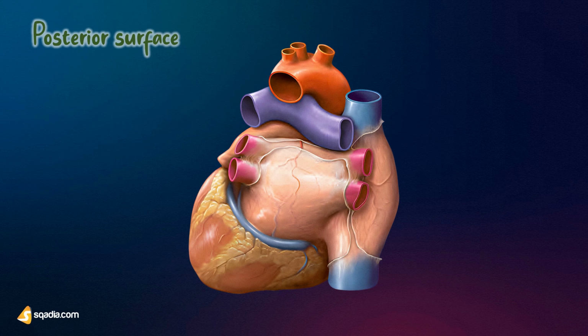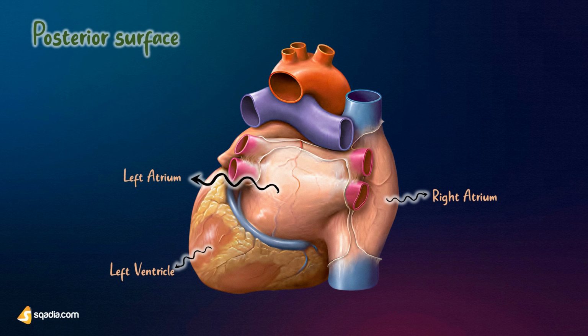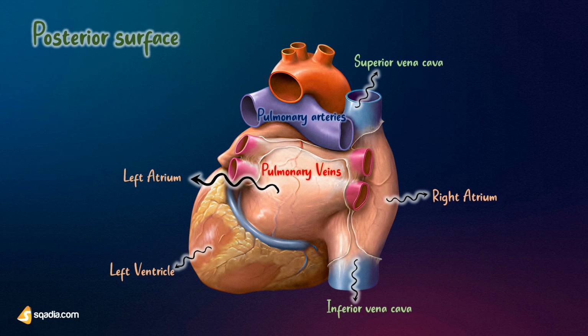The left ventricle makes up a large portion of the posterior surface of the heart. We can also see the left atrium and a part of the right atrium from the back of the heart. Other visible structures from the posterior view of the heart include the superior vena cava and inferior vena cava. Left and right pulmonary arteries were also visible from the anterior side. Left and right pulmonary veins that were not clearly seen from the anterior side. The aortic arch, that is a curved part of the aorta.